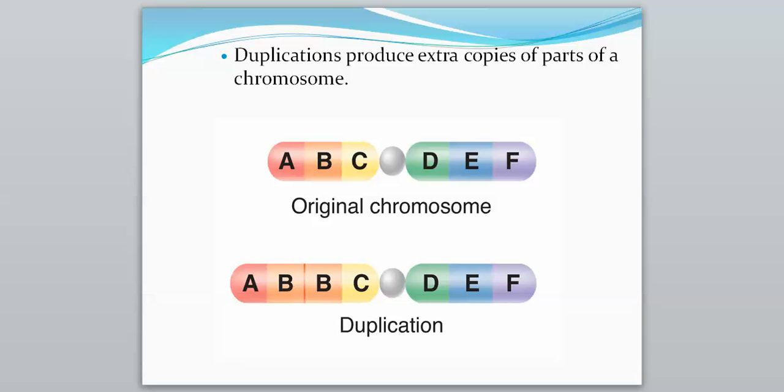Our next type is duplications, and this is just the opposite of deletion. This is when we produce extra copies of part of a chromosome. Duplicate just means to make another copy of, and that's exactly what goes on in a duplication. You can see in our example here we have A, B, C, D, and E again, and then in our duplication we have two B's. So that portion of the chromosome has been duplicated to where now we have extra pieces.